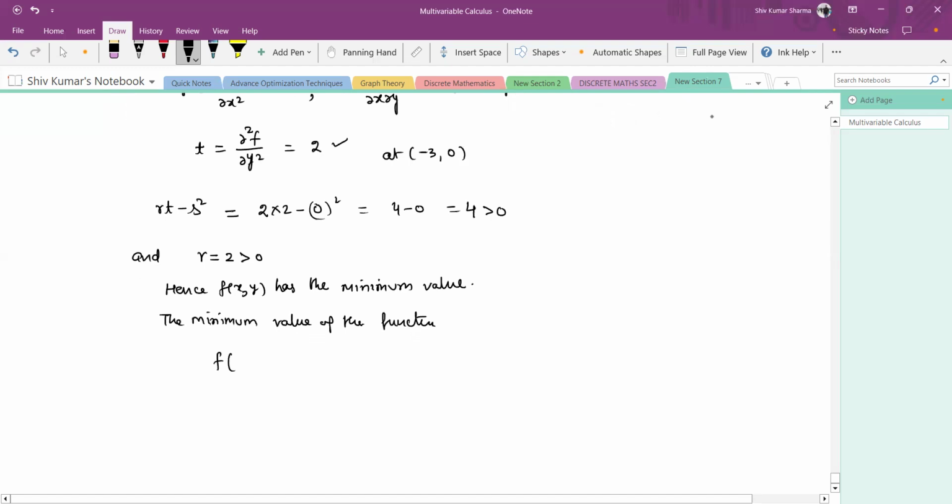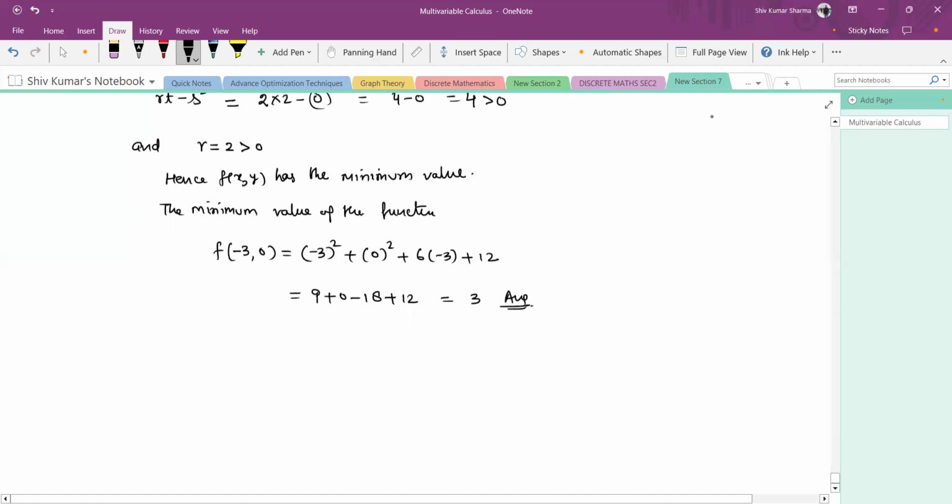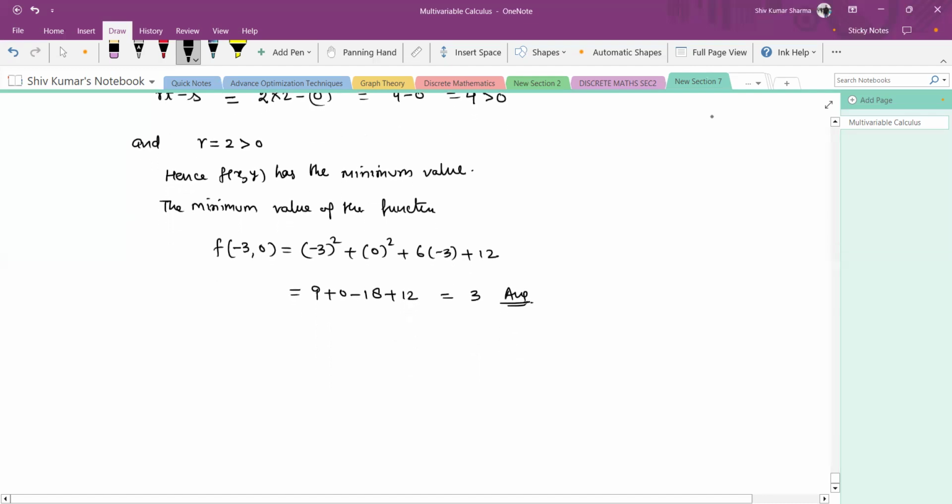So f of xy, with x equal to -3, y equal to 0, gives us -3 to the square plus 0 to the square plus 6x plus 12. So we write down -3 to the square is 9, 9 plus 0, 0 minus 18, 18 plus 12. So this gives us 3. So the minimum value of the function is 3. Okay, similarly, we take another question related to that.